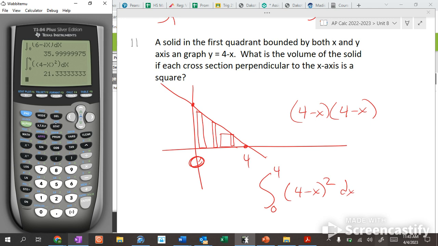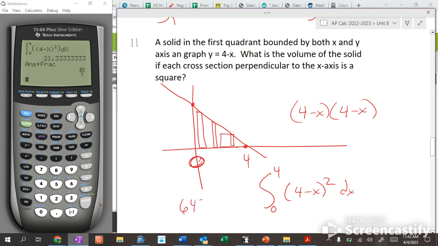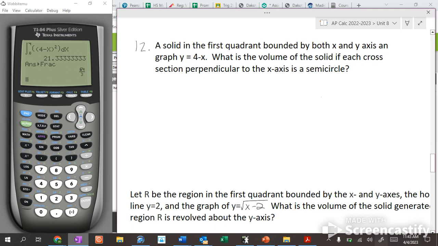All right. So then if we go math, change it to a fraction, please. It's 64 over 3. Not 64 pi. There's no pi because there's no circles involved. 64 thirds. Okay? Okay. The next one will involve pi, I bet.